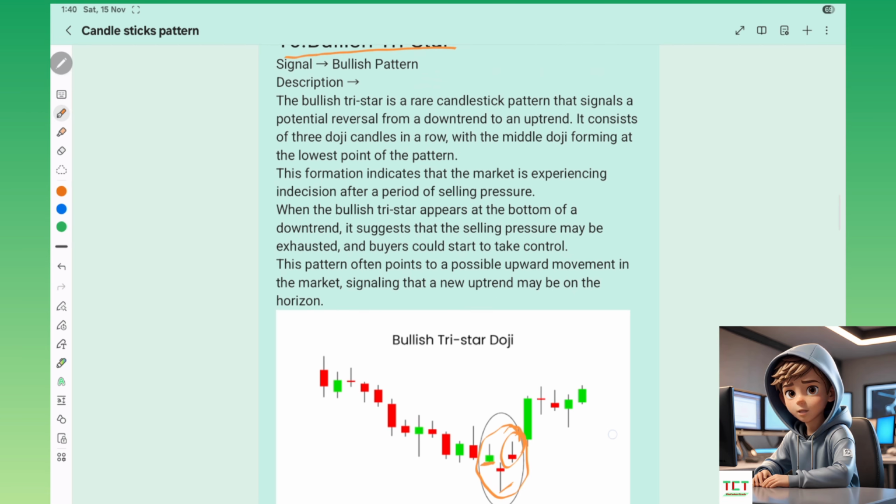The bullish tri-star is a rare candlestick pattern that signals a potential reversal from a downtrend to an uptrend. It consists of 3 doji candles in a row, with the middle doji forming at the lowest point of the pattern. This formation indicates that the market is experiencing extreme indecision after a period of selling pressure. 3 consecutive dojis means 3 sessions of complete uncertainty. When this appears at the bottom of a downtrend, it suggests that the selling pressure may be completely exhausted. Sellers have no more power left, and buyers could start to take control.